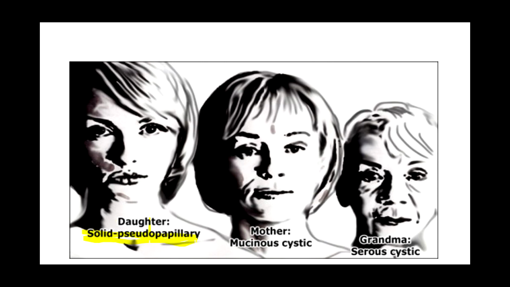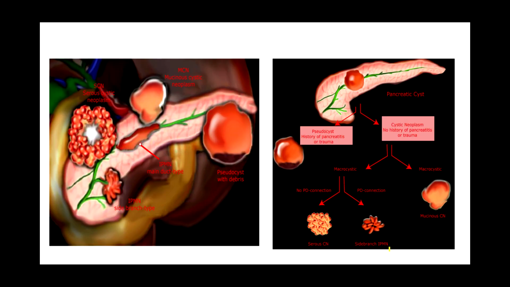So we just saw solid pseudopapillary epithelial neoplasm. It's seen in young female, so it's seen in daughter. Mother will have a mucinous cystic neoplasm. It is seen in age group of 45 to 55 or 60s. And grandma will have a serous cystic neoplasm, or grandmas usually have serous cystic neoplasm which are more than 70 years of age group. Just a look at this photo will give you an exact picture.